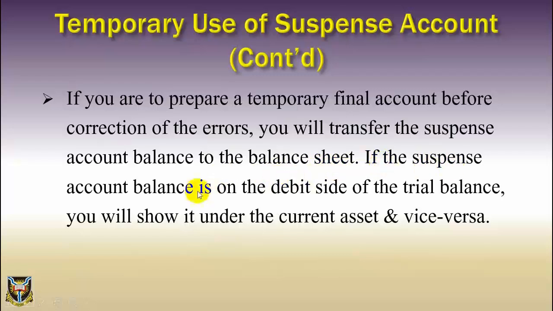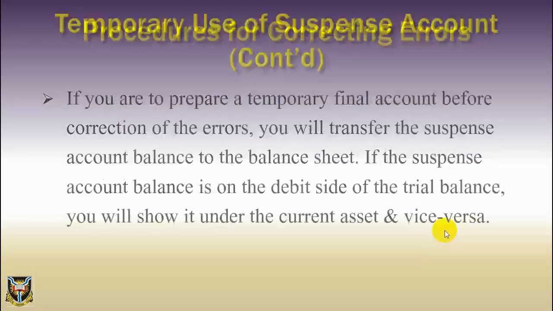If the suspense account balance is on the debit side of the trial balance, you will show it under the current assets. But if it is on the credit side of the trial balance, you will show it under the current liabilities. D. Procedures for correcting errors.